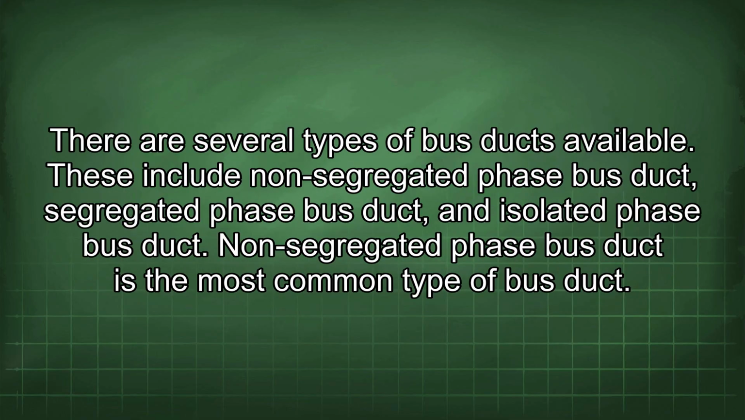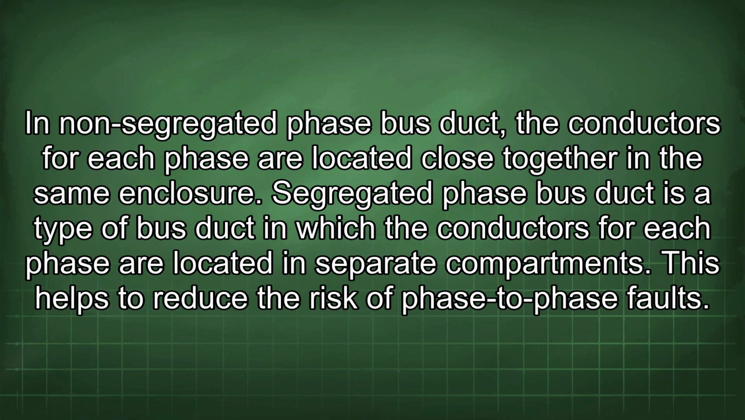There are several types of bus ducts available. These include non-segregated phase bus duct, segregated phase bus duct, and isolated phase bus duct. Non-segregated phase bus duct is the most common type of bus duct. In non-segregated phase bus duct, the conductors for each phase are located close together in the same enclosure.